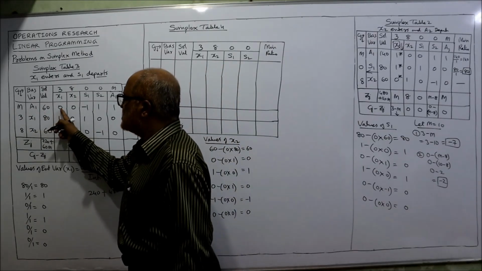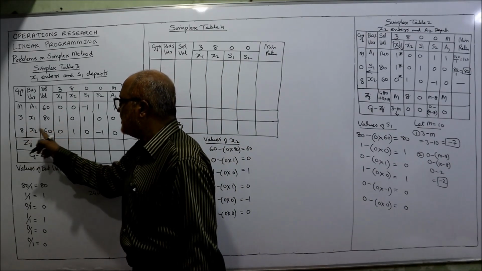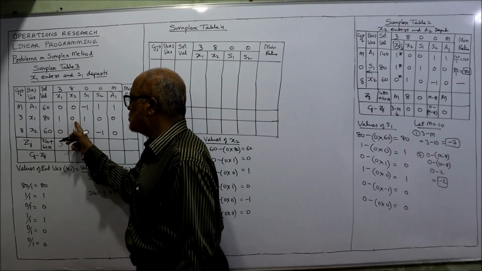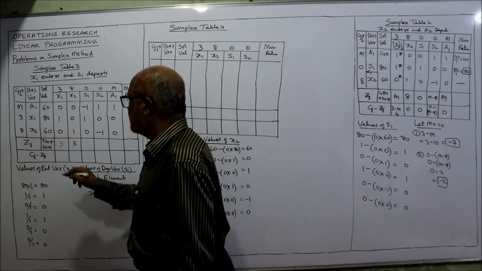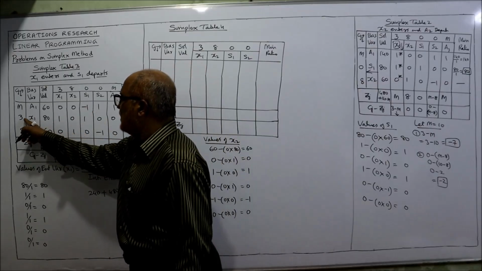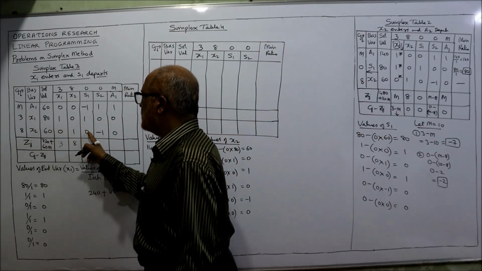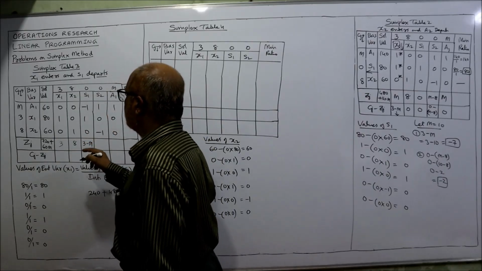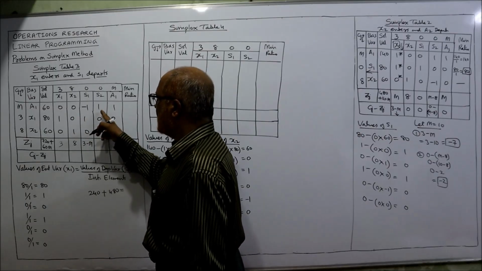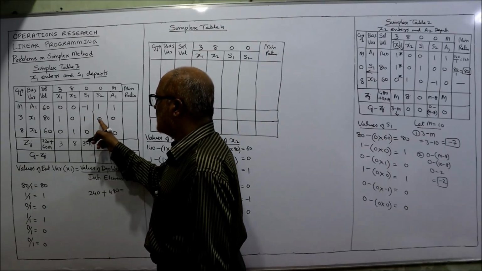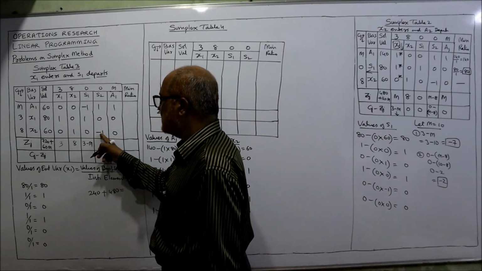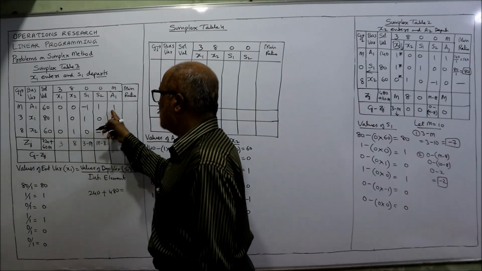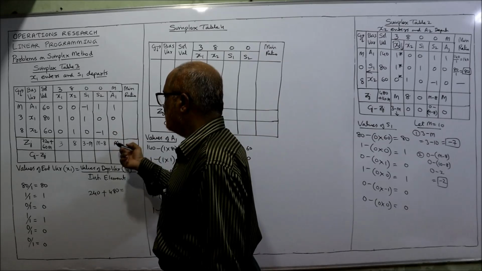Now m into 0 is 0. 3 into 1 is 3. 8 into 0 is 0. So 3 remains. Here m into 0 is 0. 3 into 0, 0. 8 into 1 is 8. Here minus m. 3 into 1 is 3. 8 into 0 is 0. So 3 minus m. Here we will take 3 minus m. Right? Then m into 1 is m. 3 into 0 is 0. 8 into minus 1 is minus 8. So m minus 8. Here m into 1 is m. 0, 0 will remain the same.